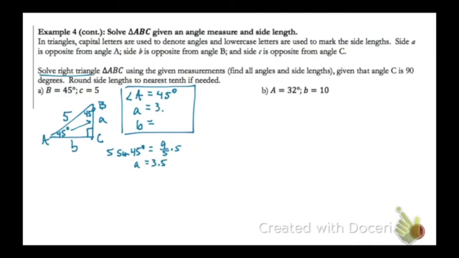Now at this point, we're going to work smarter. Since this is a 45, 45, 90 triangle, that means that our side length B will be the same as A. These legs are in a 1-to-1 ratio. So I can go ahead and just put down my side length B.